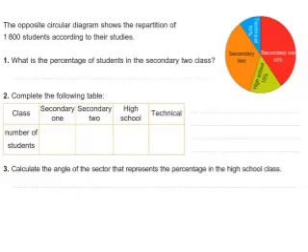And here we go to the last exercise, which gathers all the information that we have learned in this video. The opposite circular diagram shows the repartition of 1,800 students according to their studies. So I have 1,800 students. 10% of them are technical, 40% are in secondary 1, 15% are in high school, and the rest are in secondary 2.